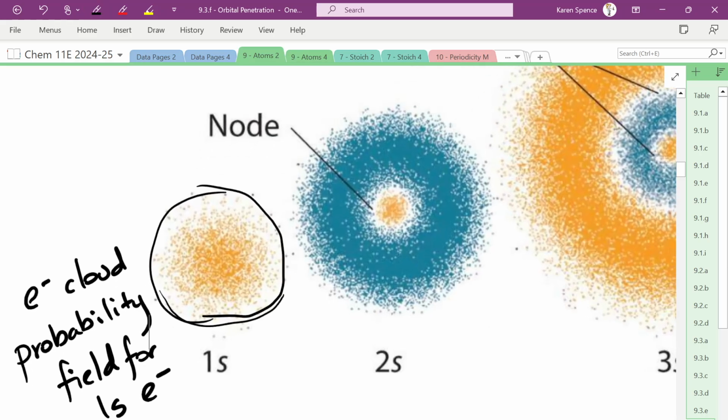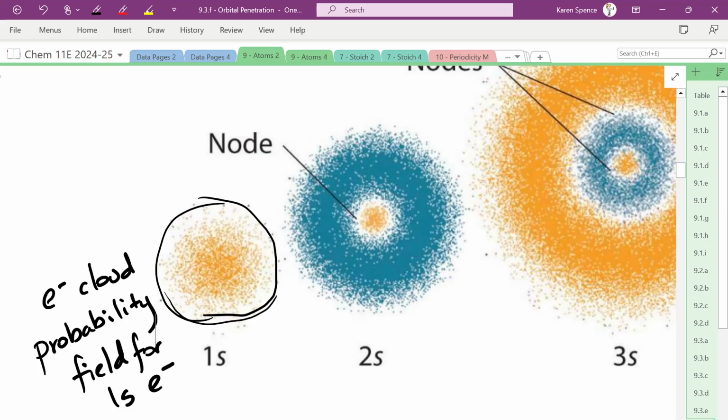Now, if you look at this, where do we see most of the little dots? Yeah, we have the most density.